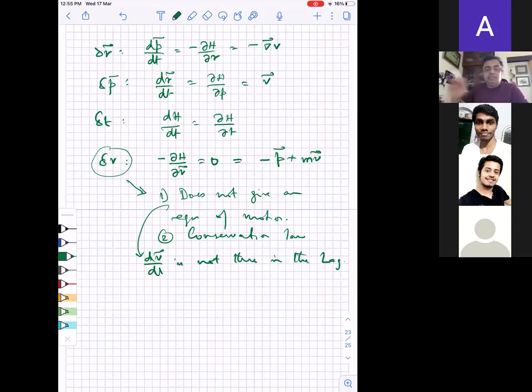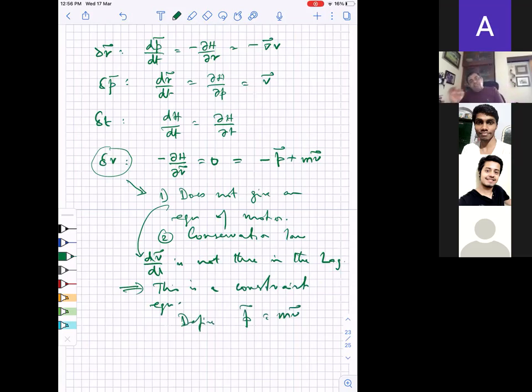So in this particle moving here, there is a constraint which we always use, which we do not realize, that my momentum is given by mv. So this is a constraint equation, which defines it. If I had an r dot, it would not have given you an equation of motion or a conservation law. It would have actually given you a constraint equation.